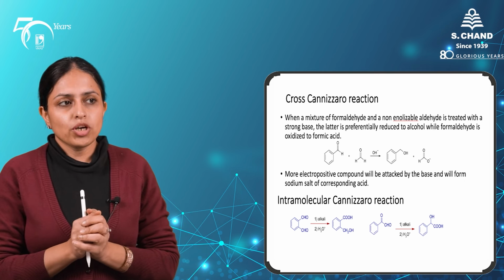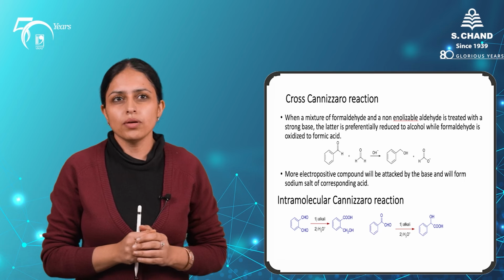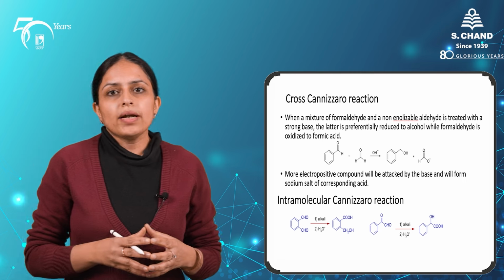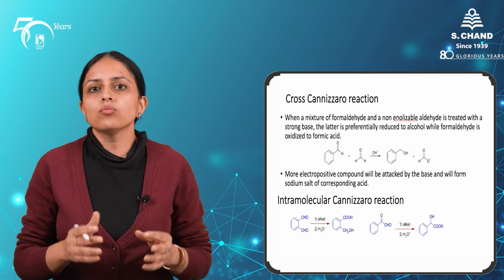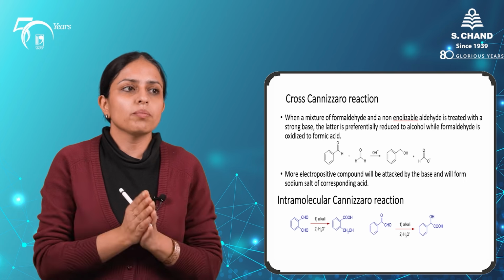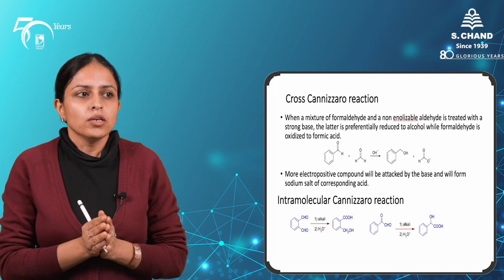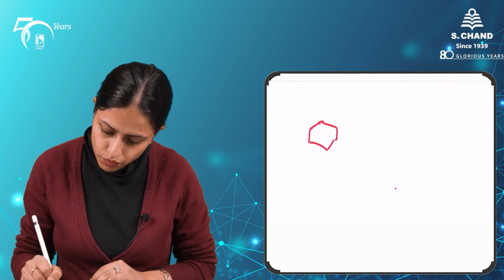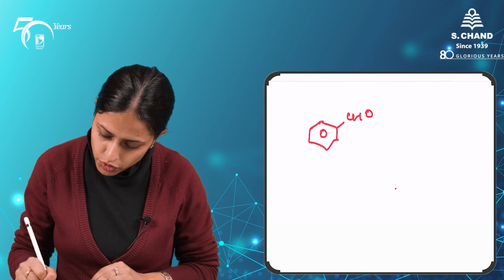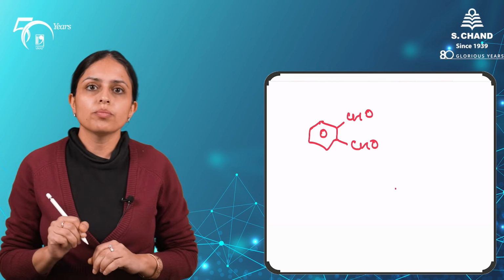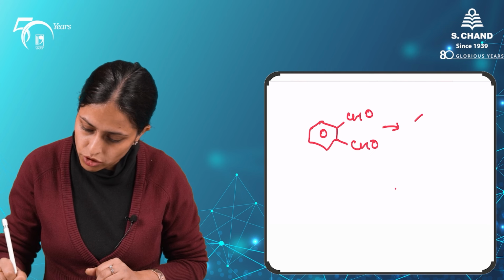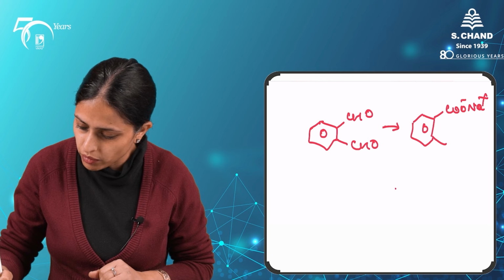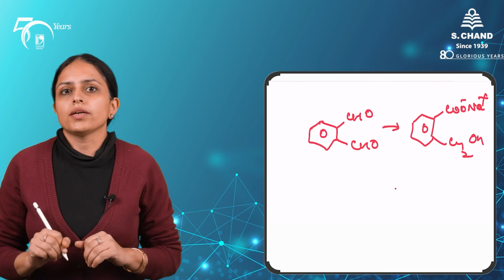Another important reaction which I want to mention over here is intramolecular Cannizaro reaction. When a mixture of aldehyde reacts with another aldehyde, both without alpha hydrogen atom, the reaction will be cross Cannizaro reaction. So I'll just give you an example to brush it up. If you have a molecule which has two aldehydes linked to the benzene ring, the product of this reaction will be, one of them converting to carboxylate and the other one to an alcoholic group, right?